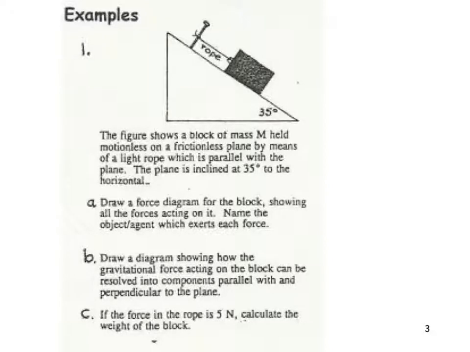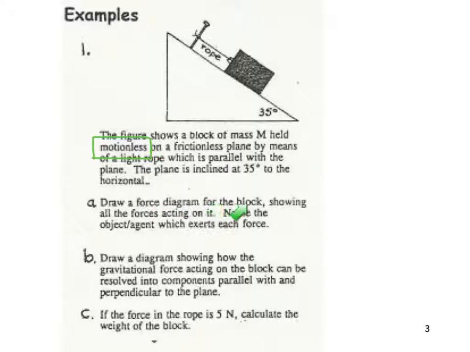So if I have this block that is held motionless, motionless means that all of the forces are in equilibrium with one another. Then on a frictionless plane by means of a light rope, which is parallel with the plane. The plane is inclined at 35 degrees to the horizontal. So there's my 35 degrees.